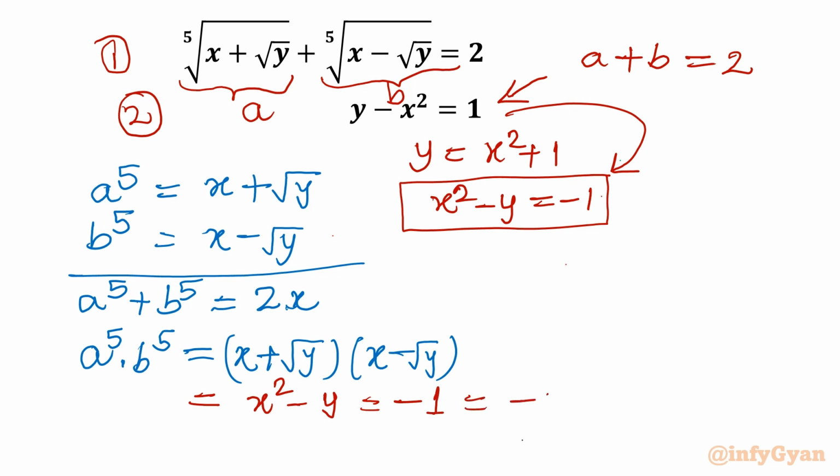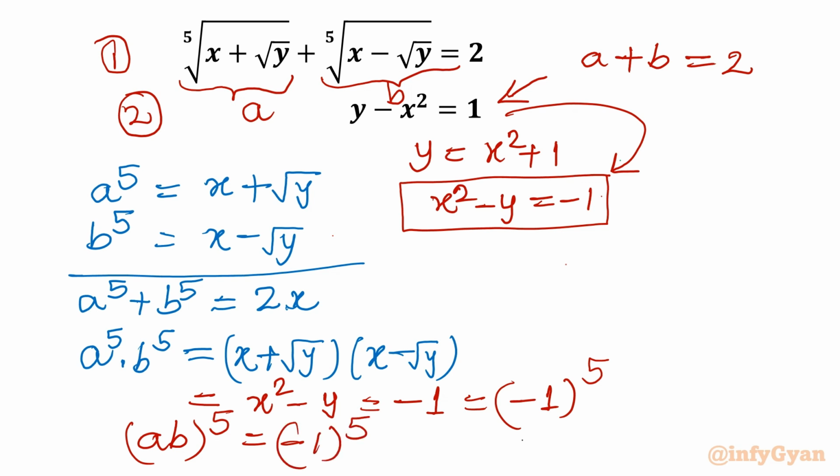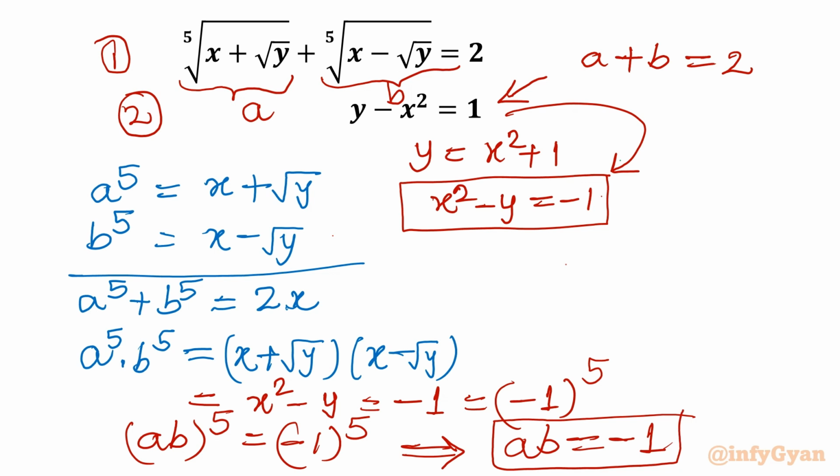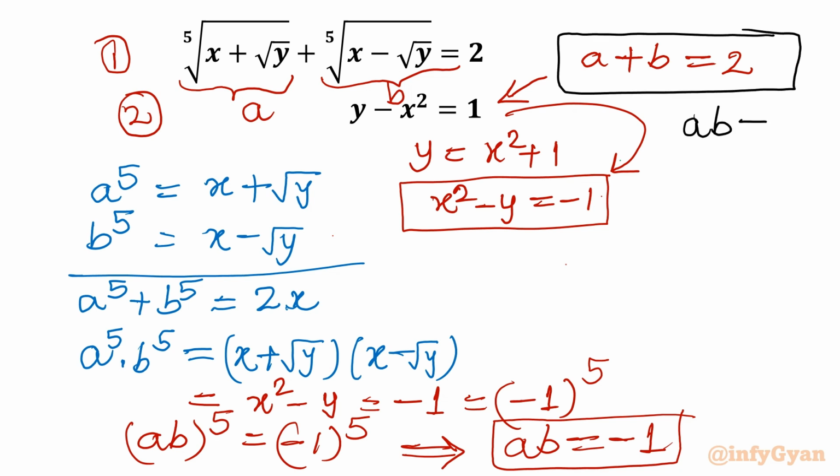which can be further written as minus 1 whole power 5. A negative number having an odd power will be negative, so minus 1 raised to the power 5 is minus 1. Now the left hand side, it is ab whole power 5 equal to minus 1 whole power 5. So I can conclude that ab equal to negative 1. So far we have concluded a plus b equal to 2, and the second equation for the new system of equations, ab equal to minus 1.